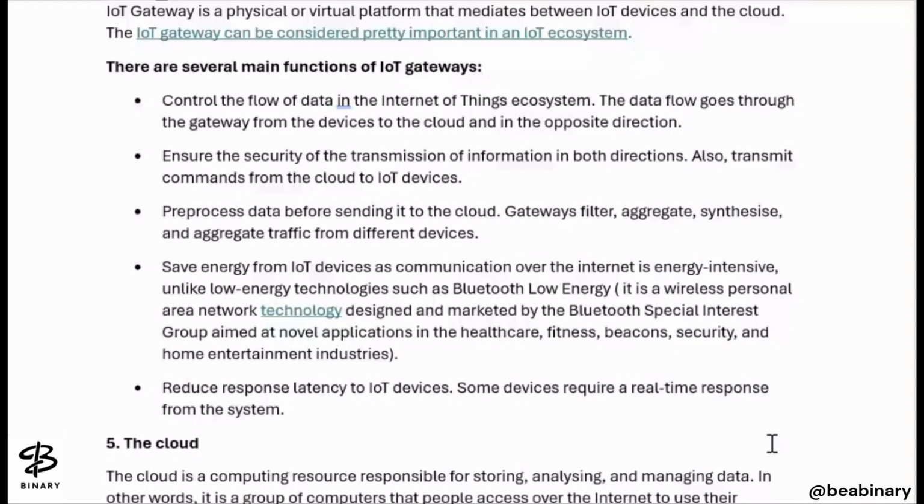is to reduce the response latency to the IoT devices. How does it reduce the response latency to the IoT devices? Again, here we are talking about it because somewhere you are getting the data from the local disk only, right? So some devices require real-time responses from the system, a fast response is needed. So in that case, we are talking about reducing the response latency to the IoT devices.